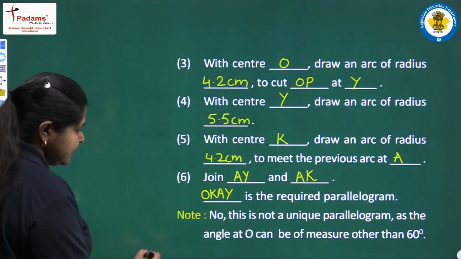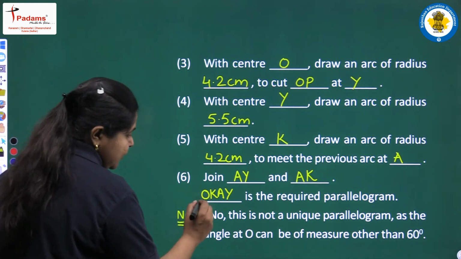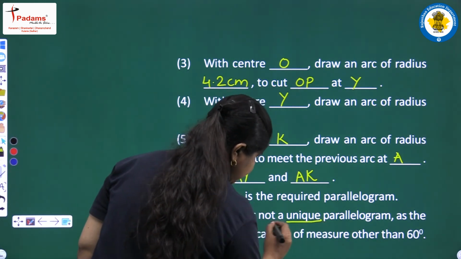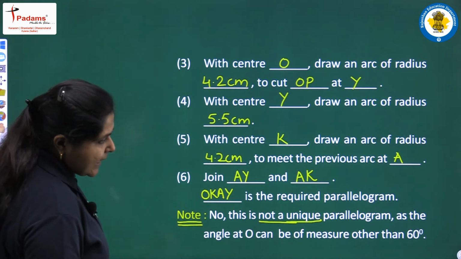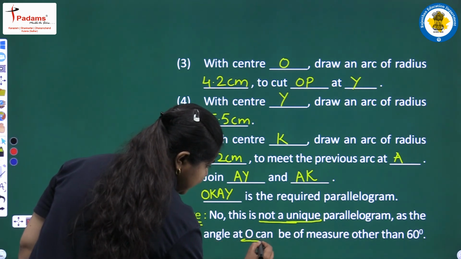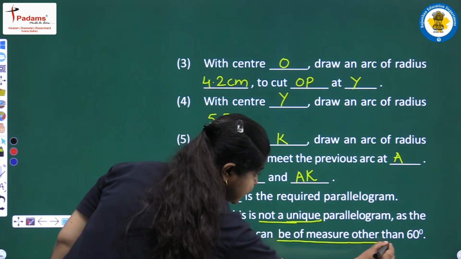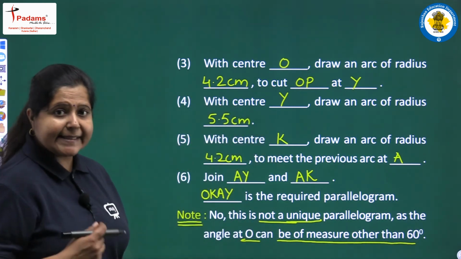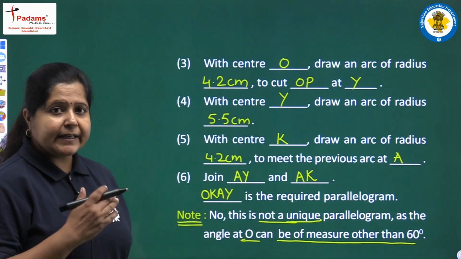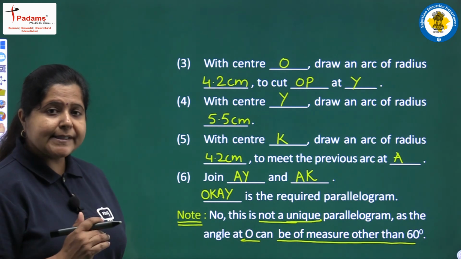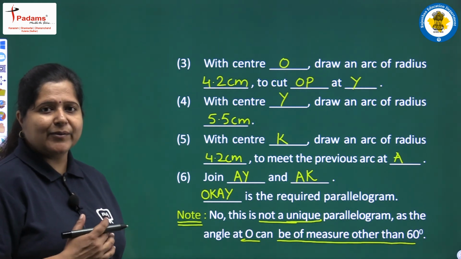But note here, a special note here, this is not a unique parallelogram, as the angle at point O can be of measure other than 60 degree also. As the angle will change, the shape will again change. So we cannot say that it is a unique parallelogram.